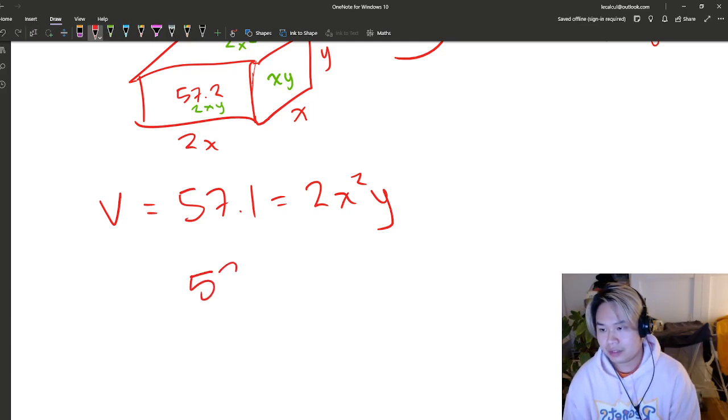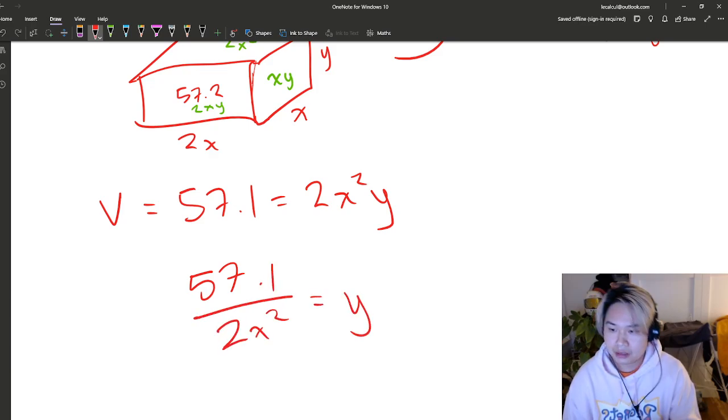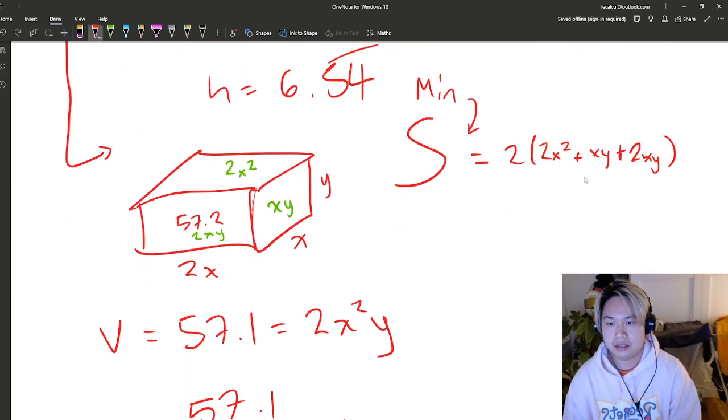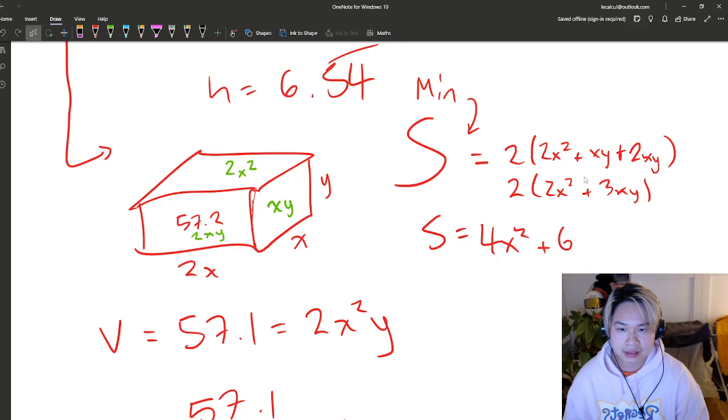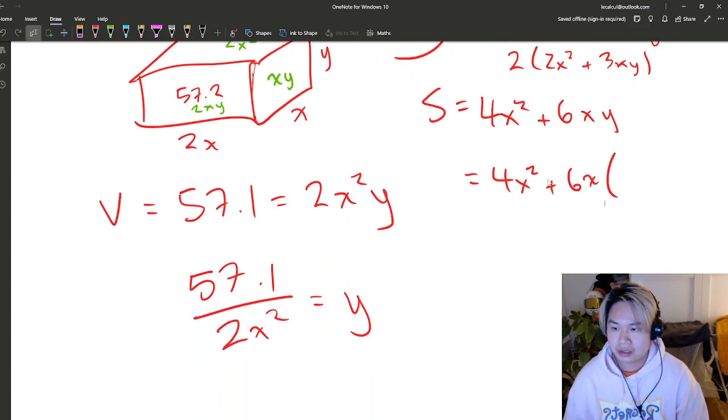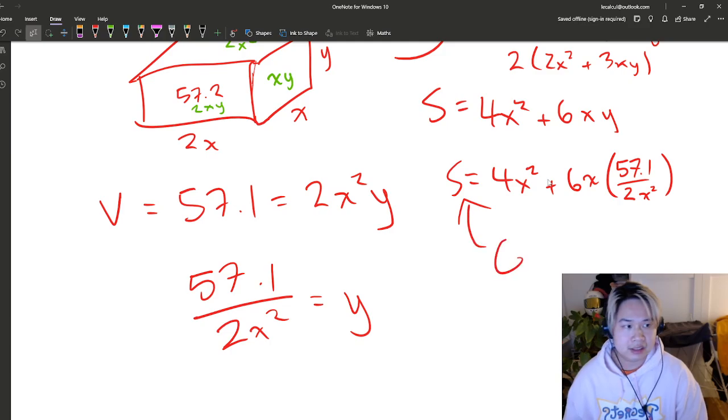Okay, so 57.1 divided by 2x squared is equal to y. Okay, so like I said, this is going to be 2x plus 3y, xy. So 4x squared plus 6xy, which is equal to 4x squared plus 6x. And then we're going to make our substitution. Okay, and then we just GDC this and find the minimum.